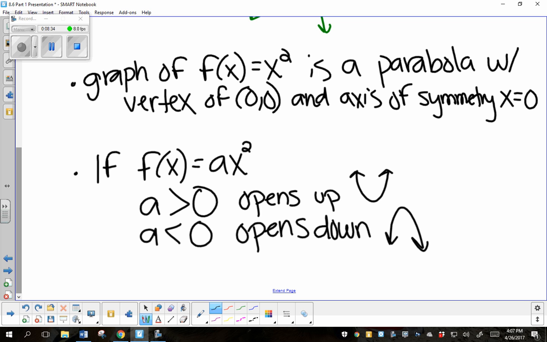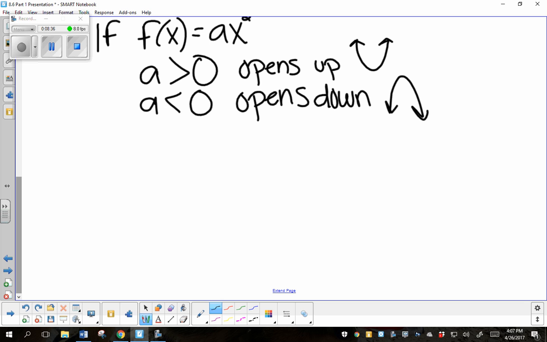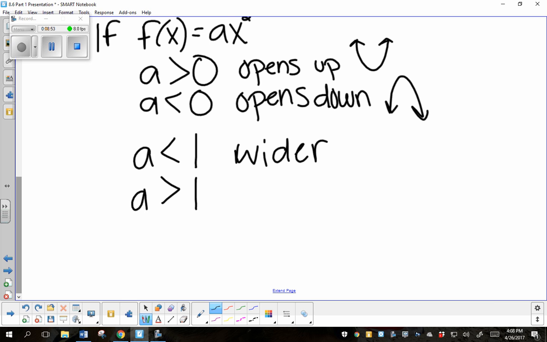We also learned about it getting narrower or wider. So if that number in front of x squared is less than 1, like when we did 1/2, that became wider than f of x equals x squared. If we did a number greater than 1 for a, like when we did 2x squared, it became narrower. You can remember that it's a number bigger than 1 in front of the x squared, so it's getting bigger faster, so it's narrower.